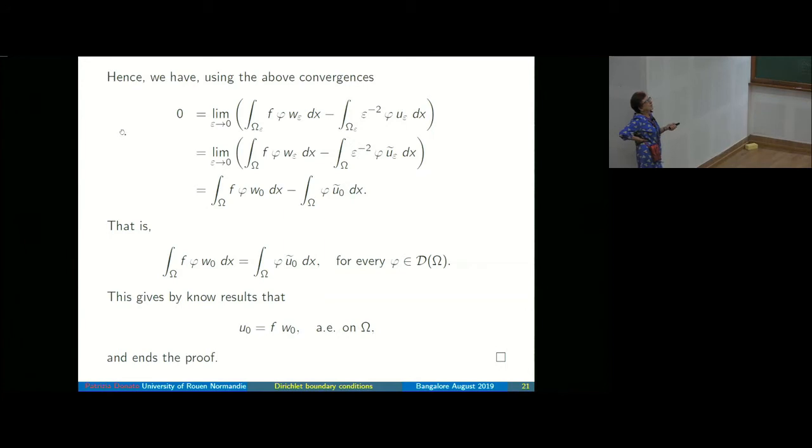Okay, now as we observed when we discussed the scalar product, if this is 0 for every test function in D, that means that actually they are equal everywhere. And so U0 is equal to FW0, almost everywhere. And then we finish the proof. Okay, so this case is concluded. We have nothing to add. We know the limits and everything for the moment.